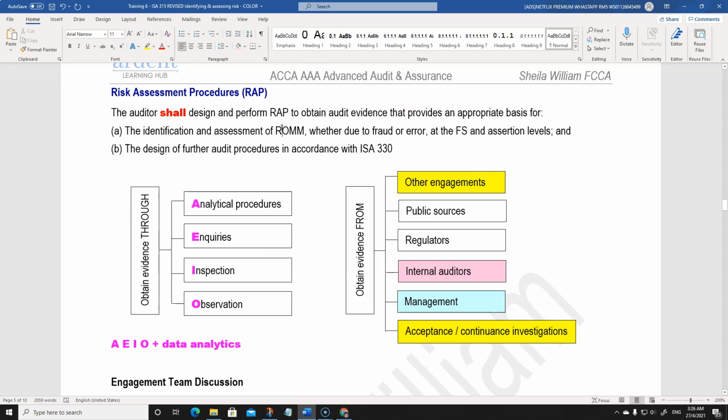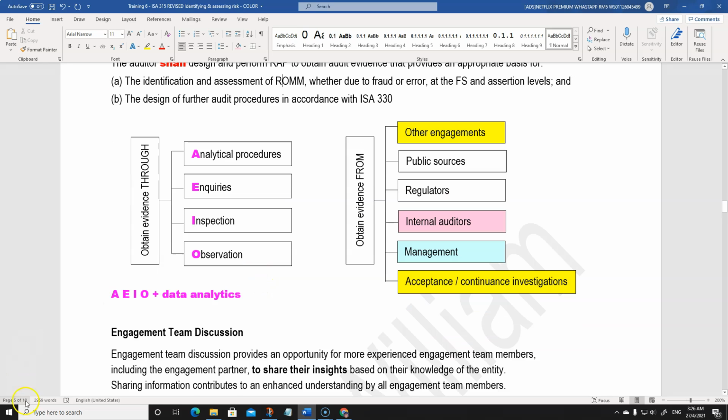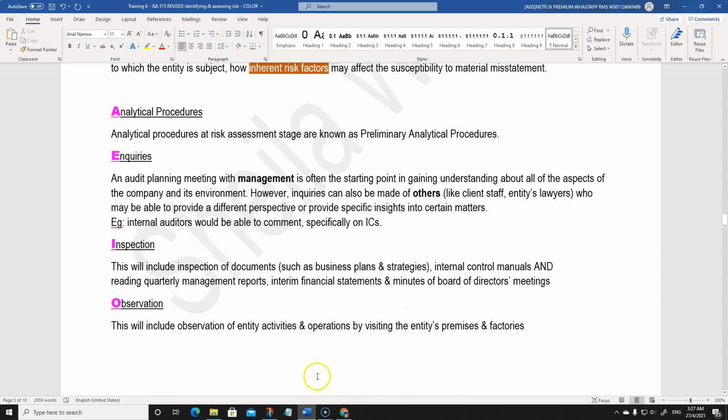Risk assessment procedures. This is one we're revising a little bit of our earlier audit paper. The risk assessment procedures, AEIO, has not changed from the old standard. However, in the revised standard, they have included data analytics as one of the procedures that we can use to identify and assess risk of material misstatement. So we've got AEIO. Please read that by yourself because you've already done that in your earlier audit paper.